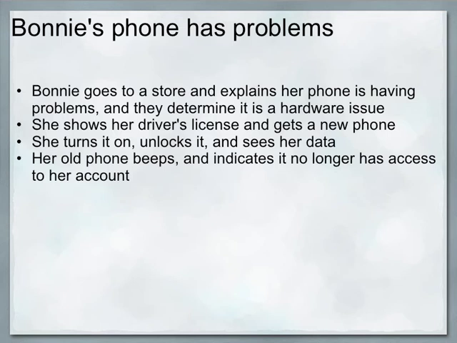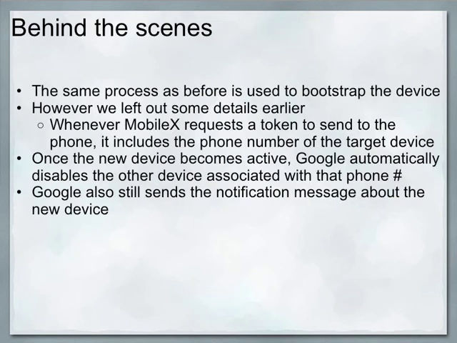Now, here she does something interesting. She shows her state-issued driver's license, as a form of authentication, and she gets her new phone. Great, turns it on, and just like with her first phone, it comes on, it shows her name, but asks her to unlock it, types her code, all the magic happens with the different tokens, and she sees her data. Now, something else that she might notice is that very soon her other phone would beep and indicate it no longer has access to her account. So how did that happen?